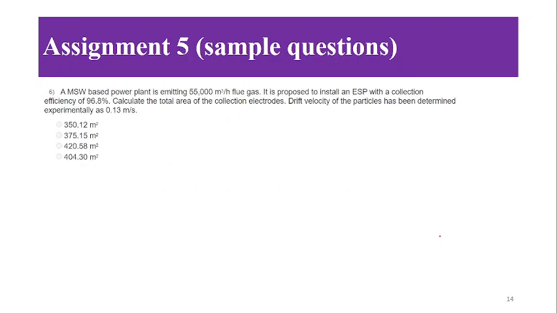Next question is, an MSW based power plant is emitting 55,000 meter cube per hour flue gas. It is proposed to install an ESP with a collection efficiency of 96.8%. Calculate the total area of the collection electrodes. Drift velocity of the particles has been determined experimentally as 0.13 meter per second. So the collection efficiency of the electrostatic precipitator, it was discussed in the lectures as 1 minus exponential.